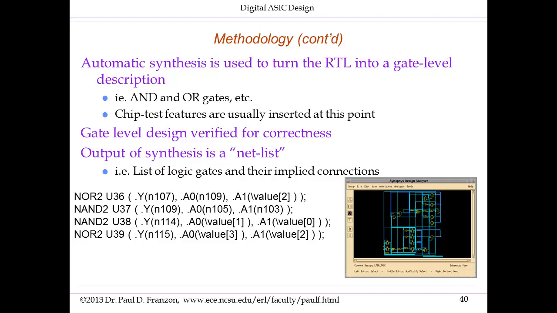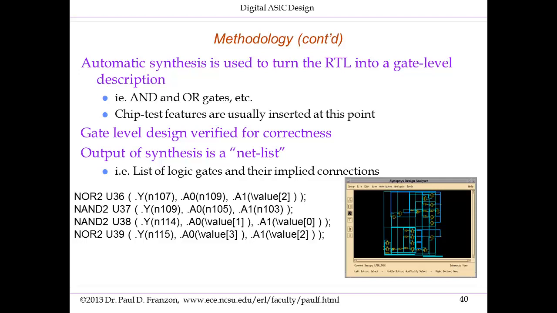On the bottom of this slide, on the left, I've given an example of a textual description of a netlist, actually in Verilog. You can see we have the name of the standard cell, for example, NOR2 or NAND2. The 2 refers to the number of inputs. The name of this particular instance of the cell, for example, you can see here there's 2 NAND2 cells. One's called U37, one's called U38. They have to have different names.